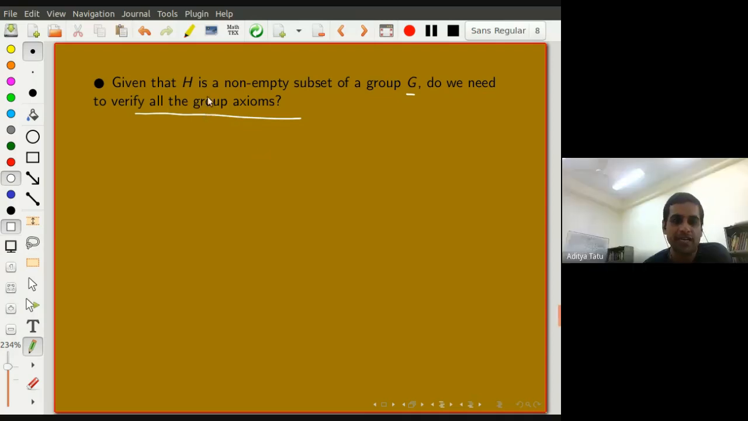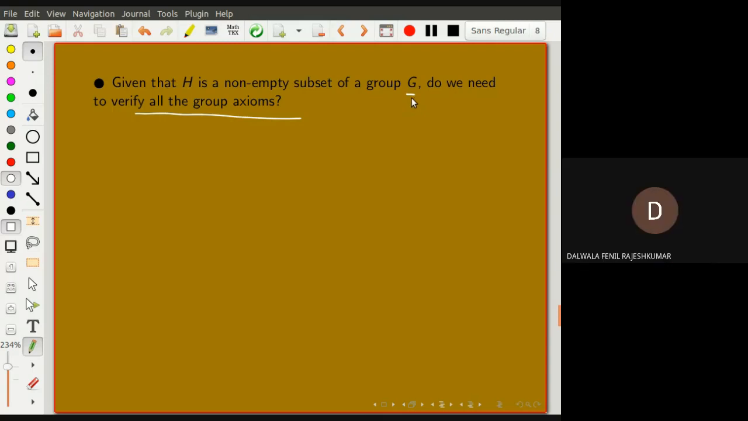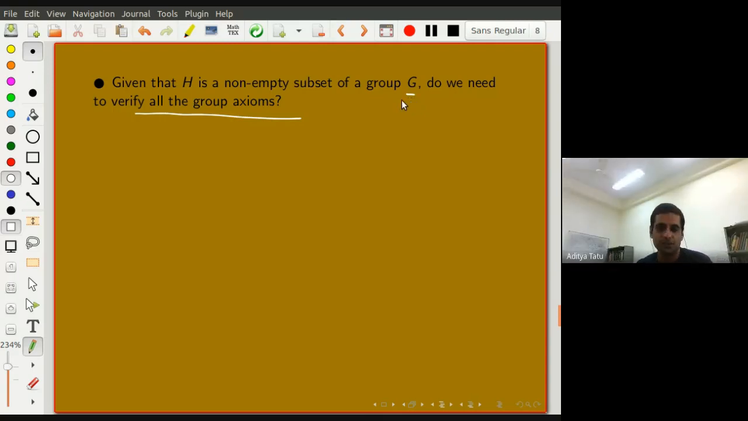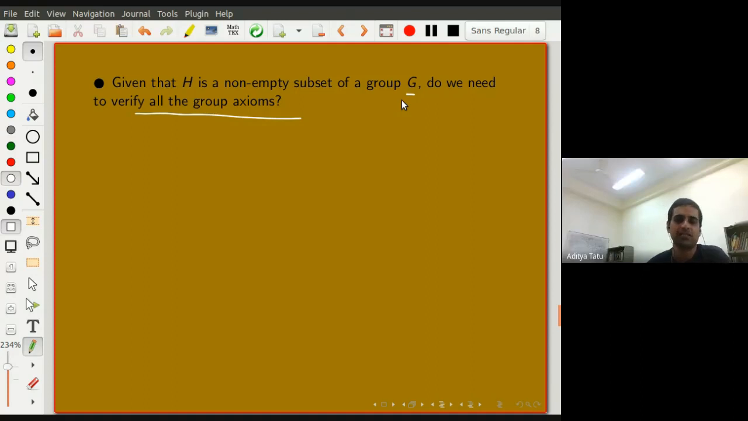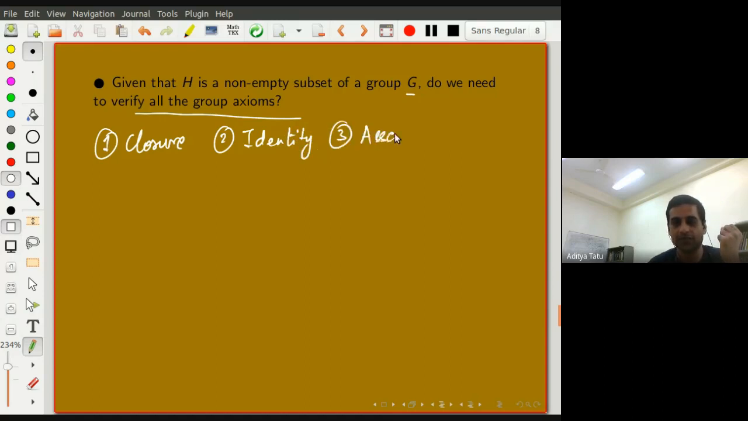Read the question carefully. H is a non-empty subset. And I'm now asking you whether this non-empty subset is a subgroup of G or not. So do you think I need not check whether the identity is a part of H or not? Sir, we should check the identity element. Yes, identity should be checked. Okay, what else? Let me just write down all the four axioms here, and then you tell me which ones we need to verify and which ones we do not need to verify.